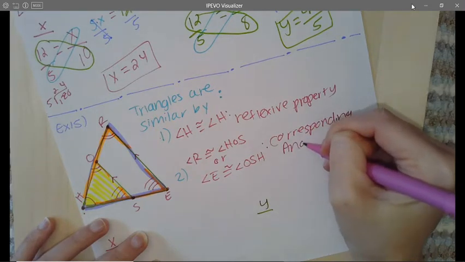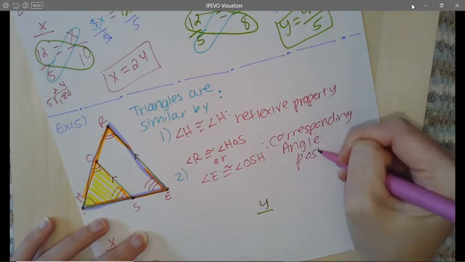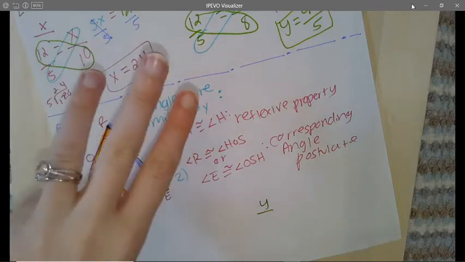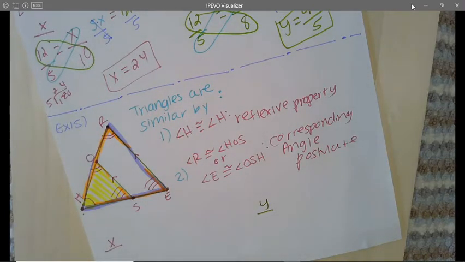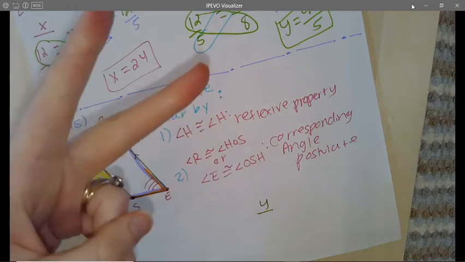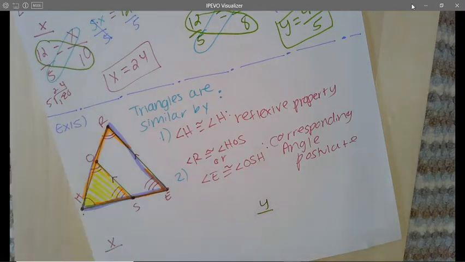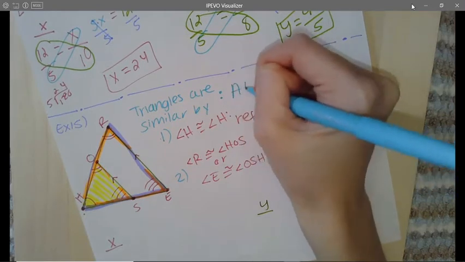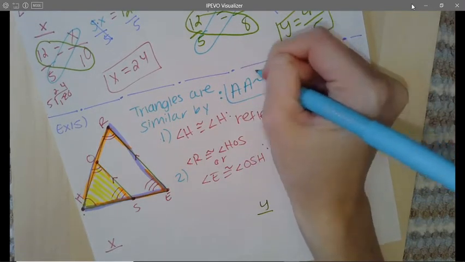Corresponding angle postulate. Okay, so remember, all we need in this case, since I have three angles marked congruent, is enough information to show that the triangles are similar. And technically, I only needed two angles to be congruent. Okay, so now I know that my triangles are similar by AA similarity.